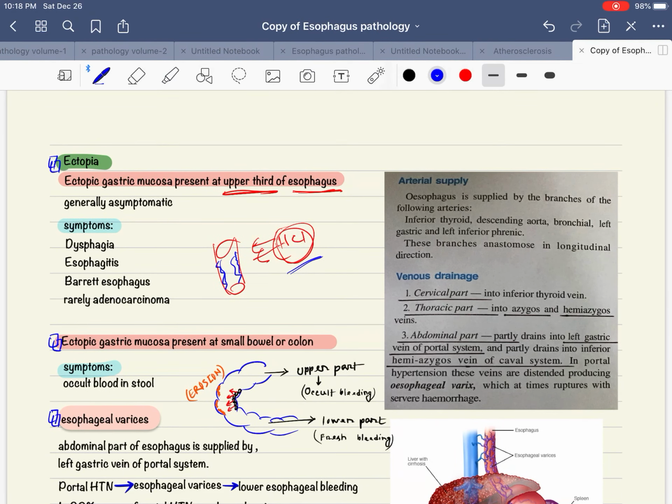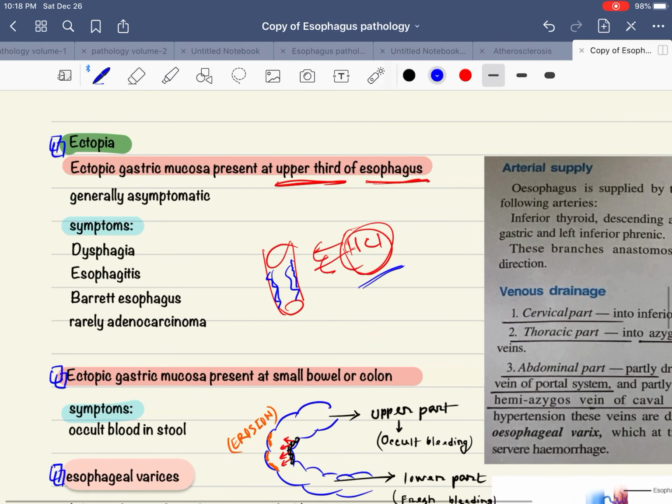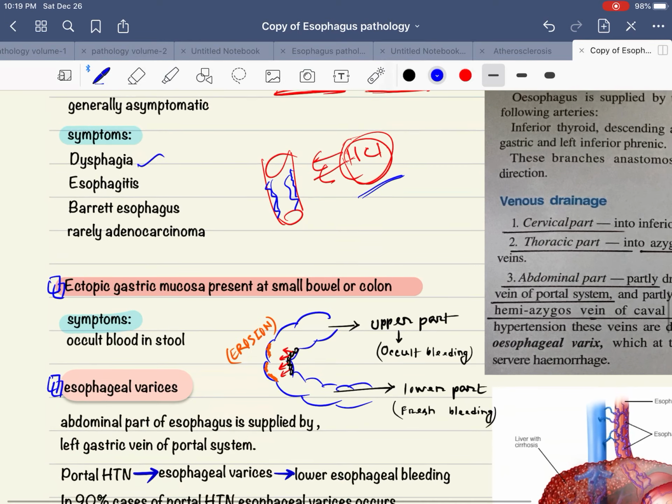And in any case of esophagitis and gastritis, you will find some common features. That means dysphagia, dyspepsia. These are the common features.